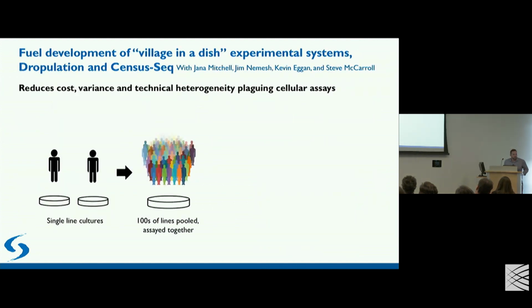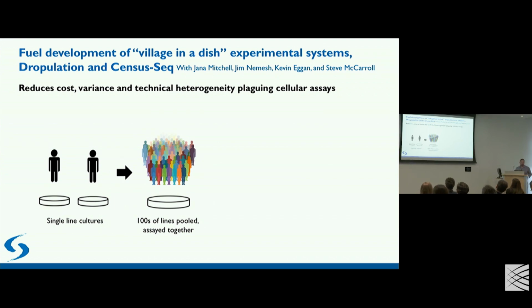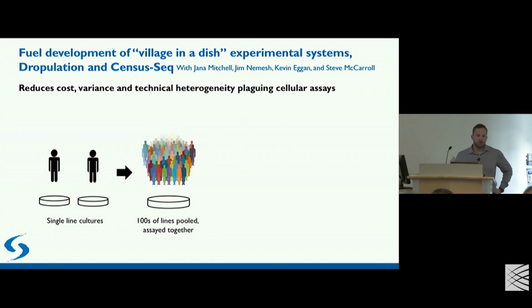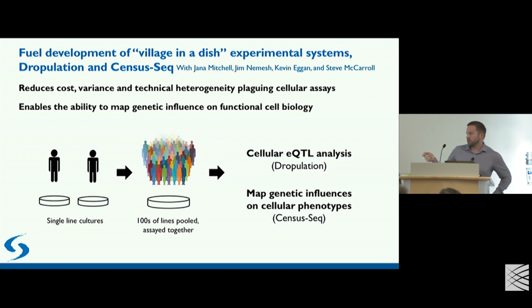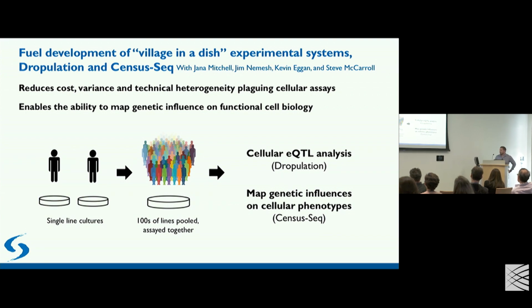The next project we're working with is something many of you may have heard about from Jana Mitchell and Jim Namesh and Kevin Egan and Stephen McCarroll's lab, is to fuel the development of these village-in-a-dish experimental systems, alternatively known as population and census sequencing. And these are aimed to address some of the pitfalls that Ralda talked about: the cost, variance, and reproducibility of stem cell models. And so the traditional paradigm is generally to grow a single genetic background into a single culture dish. You perform your assays, then you compare the data, but there's a lot of variation that exists just between these two. And so to overcome this, we pool hundreds of people together and assay them in the same vessel and context. And this allows us to have villages that are genetically diverse enough to get cellular eQTLs, to nominate alleles that mediate gene transcription, as well as map genetic influences on cellular phenotypes. So this is the census-seq that some of you may have seen previously here.